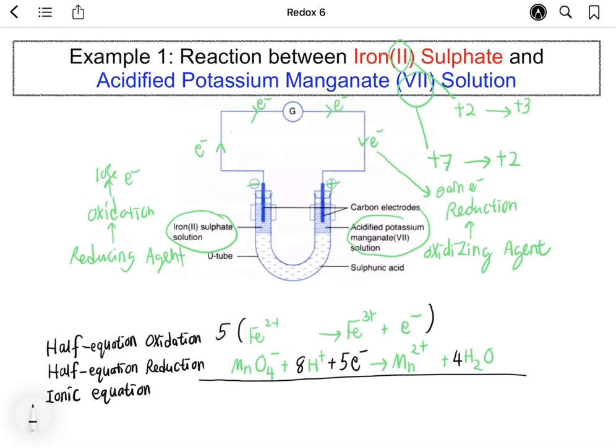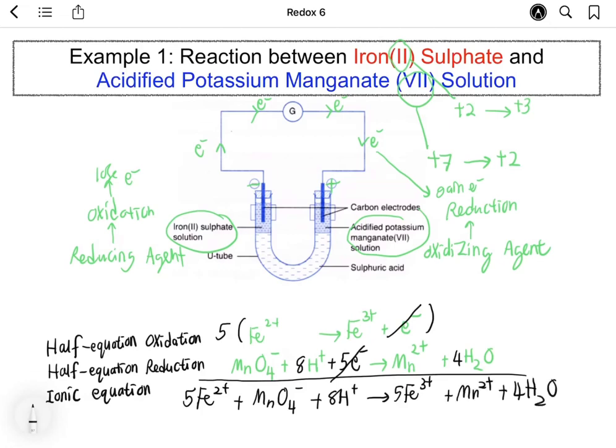So in order to balance that, the half equation of oxidation needs to be multiplied by 5, so that 5 electrons lost become 5 electrons gained, so the electrons can cancel out each other. So now we'll just write the whole equation. 5Fe2+ + MnO4- + 8H+ produce 5Fe3+ + Mn2+ + 4H2O. So that is the complete ionic equation.